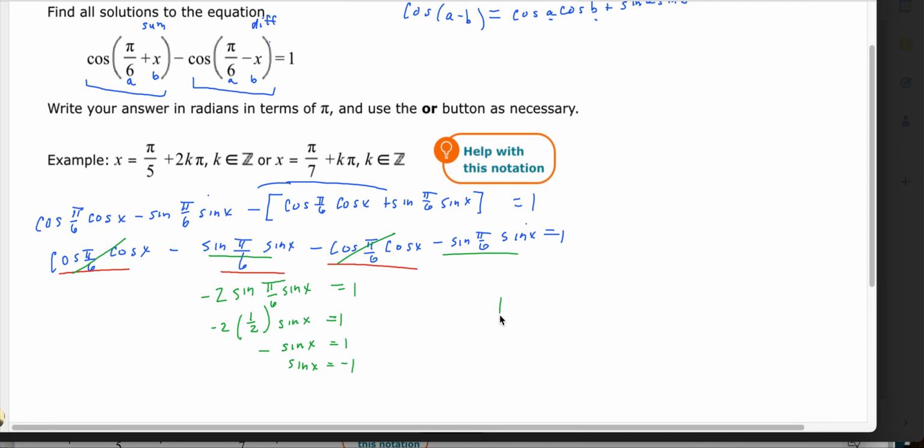Okay, so when I'm thinking about sine equaling negative 1, I think unit circle. And remember, sine is the y coordinate. So I'm thinking of this point, which would be (0, -1). And so this would be at 3 pi over 2. So sine of 3 pi over 2 is negative 1.